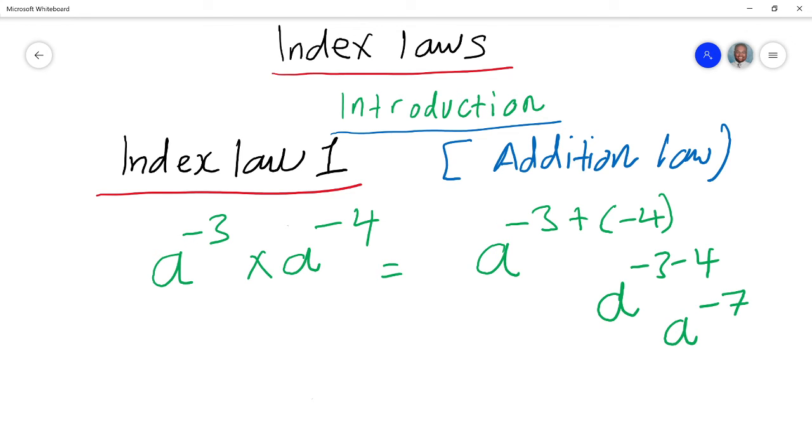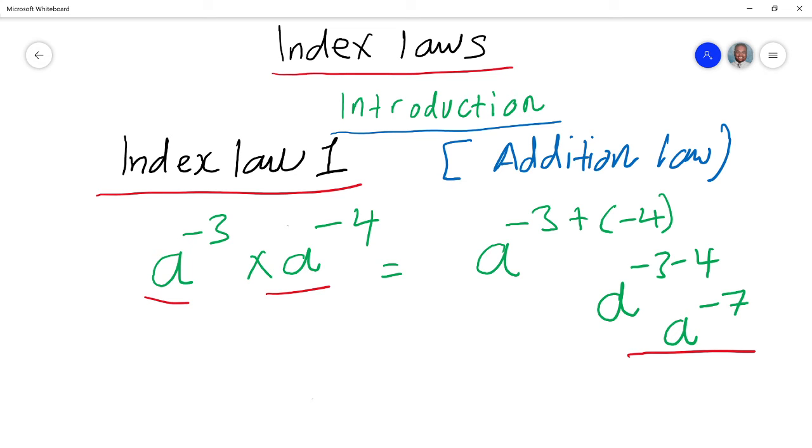So you must remember that powers need not necessarily be applicable to positive numbers. You also have negative numbers. That is how we work with index laws. A simple tip: make sure that the bases are the same and you're multiplying, and then you add your powers, and you will get your answer.